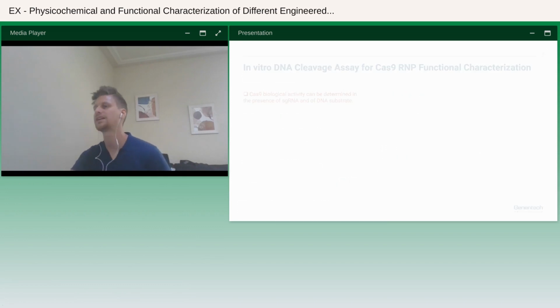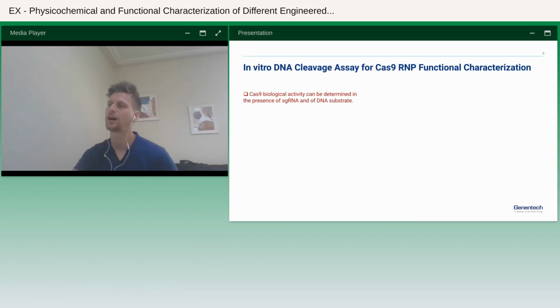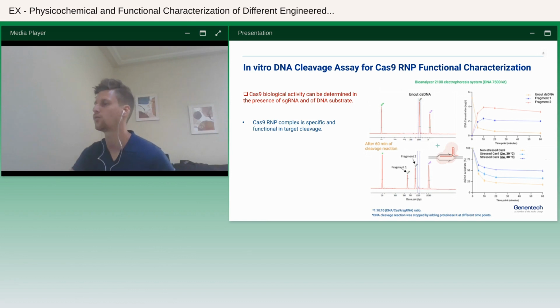So now the next assay is how we can determine the biological activity of Cas9. In order to do that, we need to put Cas9 in the presence of single guide RNA and of DNA substrate. So here you can see one example. On the first figure, you can see that we analyze the uncut double-strand DNA using the Bioanalyzer 2100 electrophoresis system from Agilent.